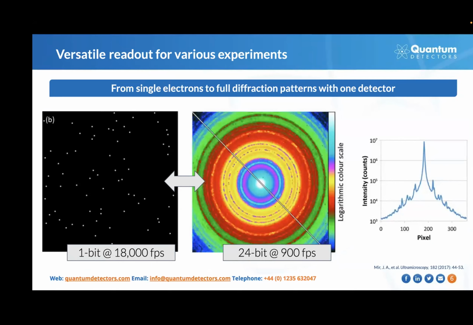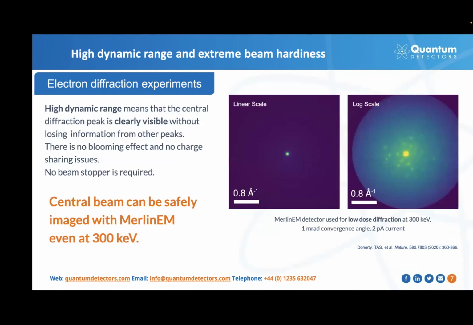And let me tell you why Merlin's versatile readout is extremely useful for direct applications in different methodologies. It enables detection of single electrons and up to high-dose diffraction patterns. Merlin provides very high frame rates, which depend on the bit depth used. And the cross-section of the 24-bit diffraction pattern on the right shows the high dynamic range of the Merlin readout with 6 orders of magnitude range.